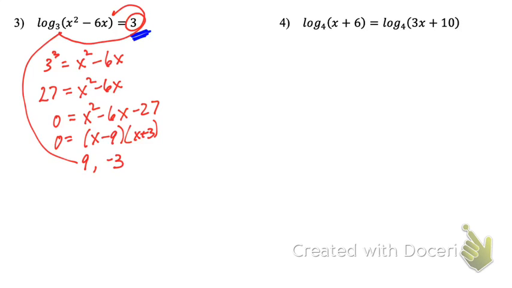And when I plug 9 in, what do I get? I get 81 minus 54. That's a positive number. I'm not worried about what it actually is, just worried that it is positive. When I plug -3 in, square a negative, get +9, and then it would be -6 times -3, that would be +18. There's another positive, which is what I want in the argument. So both answers work.